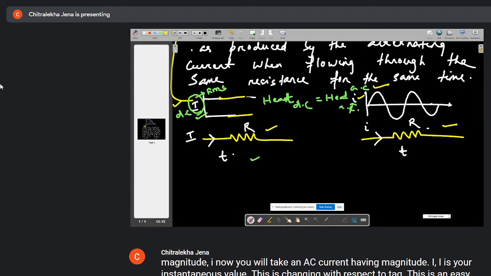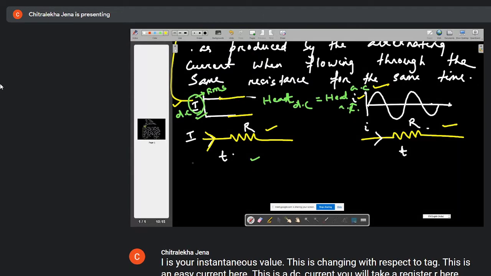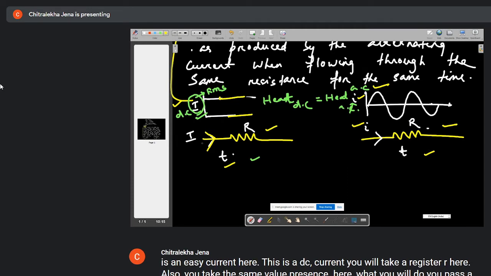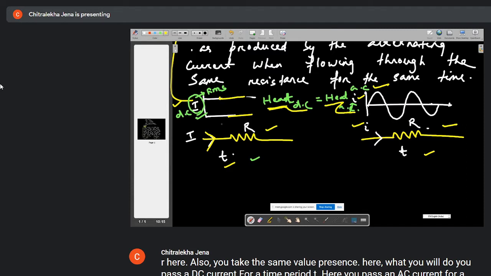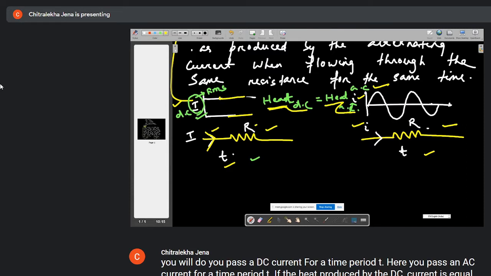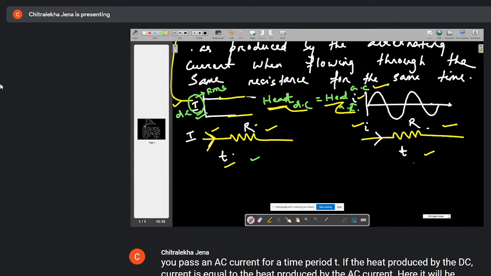Here you pass a DC current for a time period T. Here you pass an AC current for a time period T. If the heat produced by the DC current is equal to the heat produced by the AC current, here heat will be there because current is flowing in a resistance. Here also the same current is flowing in the resistance, so heat will also be produced.